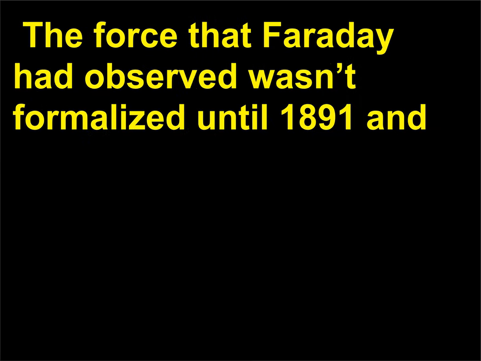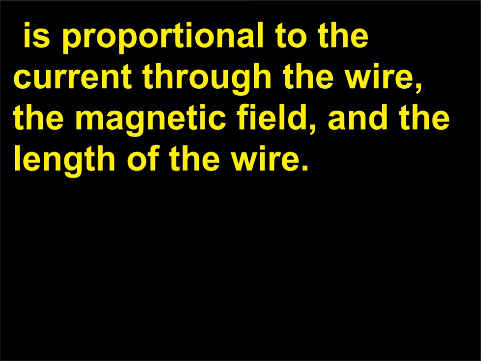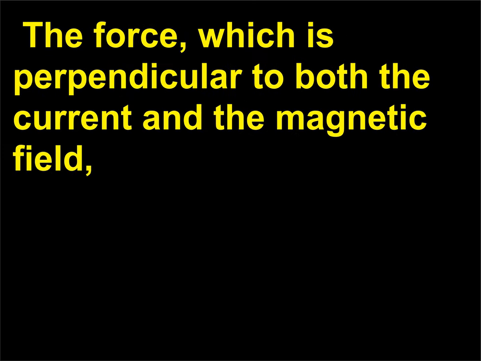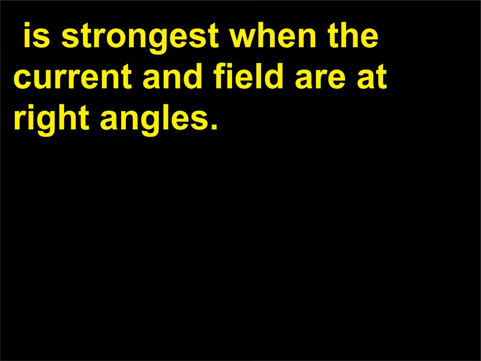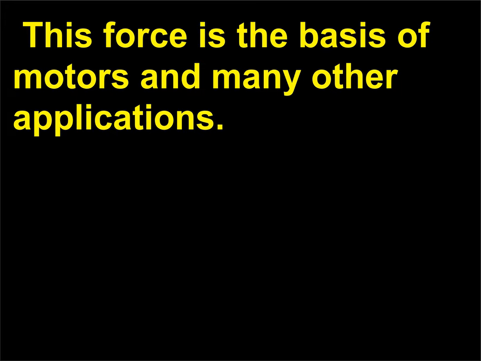The force that Faraday had observed wasn't formalized until 1891, and then by the Dutch physicist Hendrik Antoon Lorentz, 1853-1928. This force, called the Lorentz force law, is proportional to the current through the wire, the magnetic field, and the length of the wire. The force, which is perpendicular to both the current and the magnetic field, is strongest when the current and field are at right angles. This force is the basis of motors and many other applications.